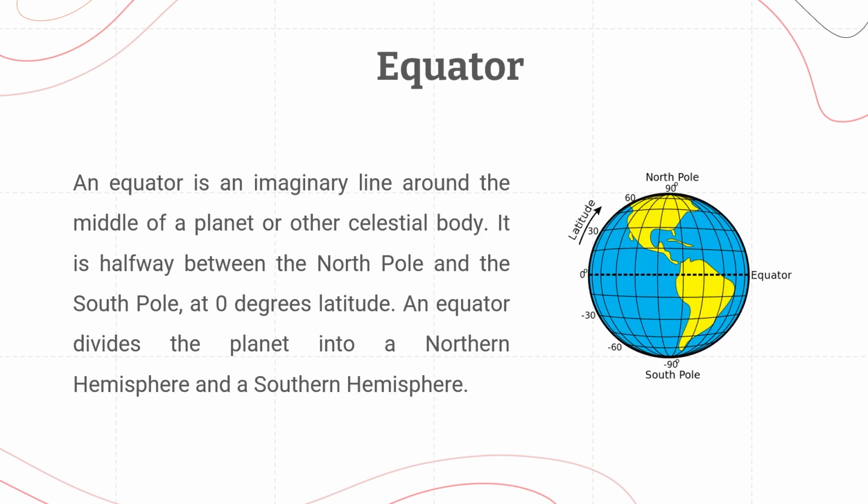Let's see what an equator is. An equator is an imaginary line around the middle of a planet or other celestial body. It is halfway between the North Pole and the South Pole at 0 degrees latitude. An equator divides the planet into a northern hemisphere and a southern hemisphere.